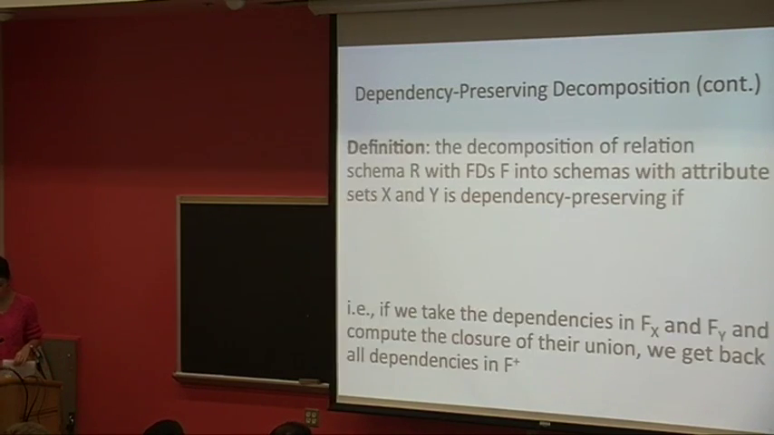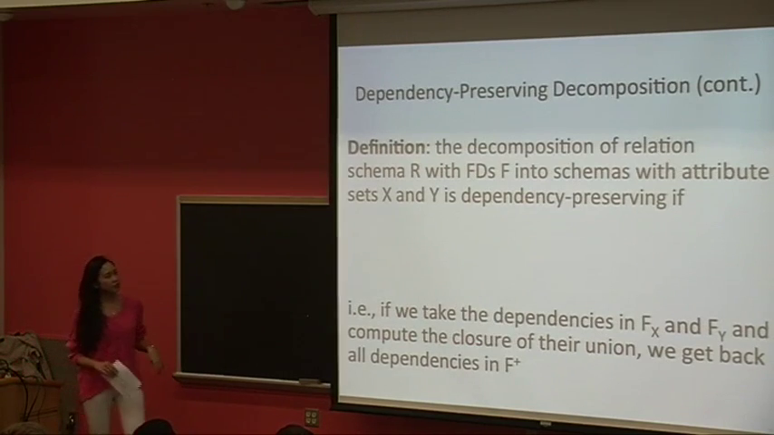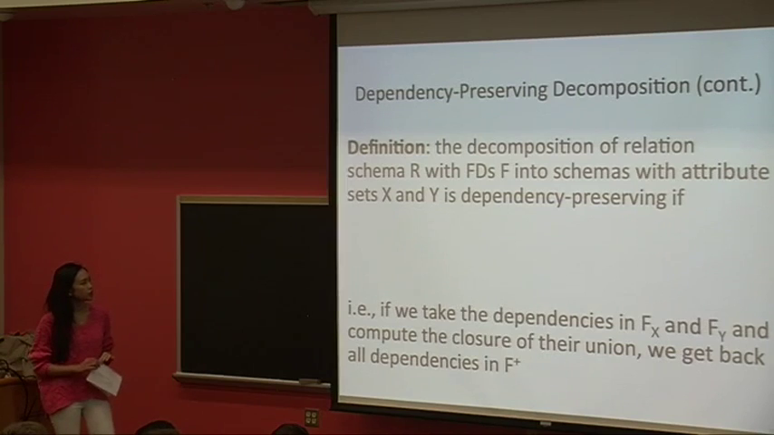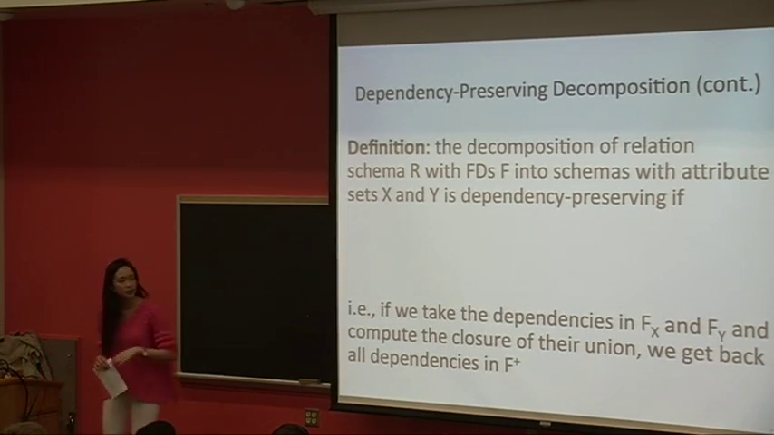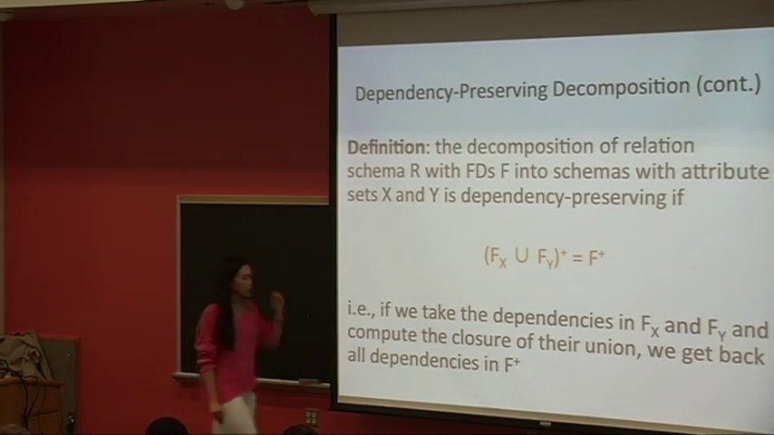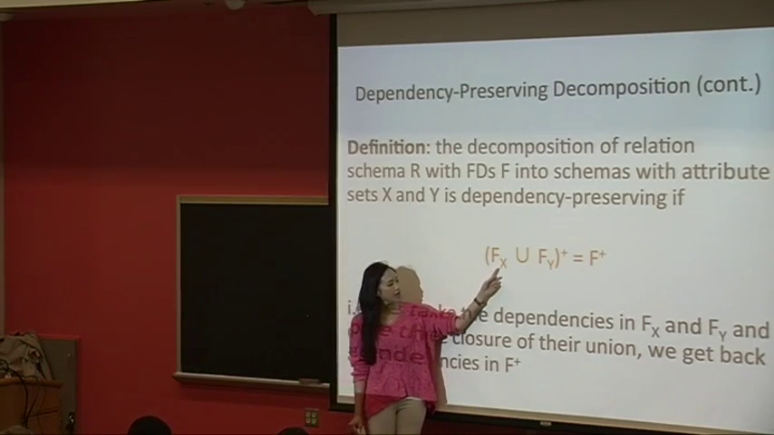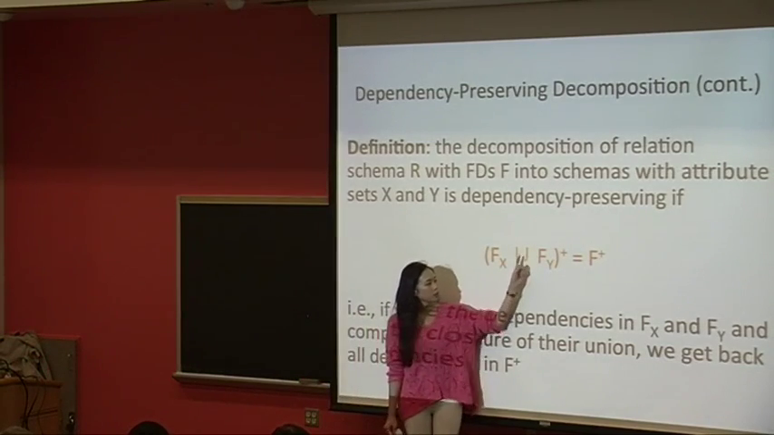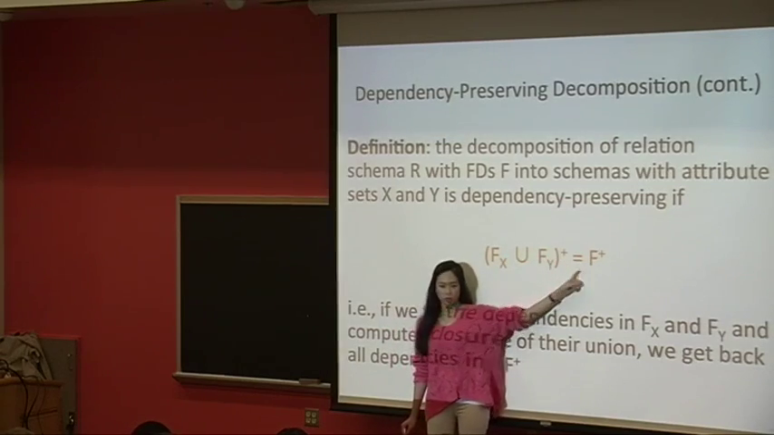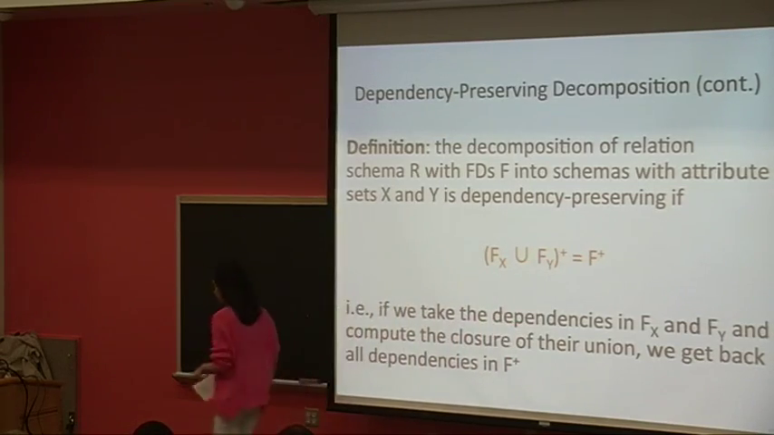So, the definition of dependency preserving decomposition, based on the projection concept we just learned, is that the decomposition of relation schema R with functional dependencies F into schemas with attribute sets X and Y is dependency preserving if, when we take the projection of F on X union the projection of F on Y and take their closure, we get back the original closure of F.